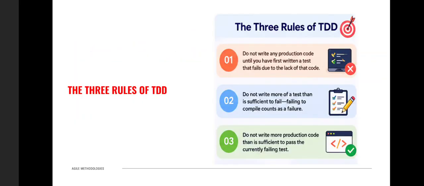These are the three rules of test driven development. First, don't write the production code until you have written a failing test. Second, write only enough test code to make the test fail. Third, write only enough production code to make the test pass. These rules encourage small, controlled, and well tested development steps.